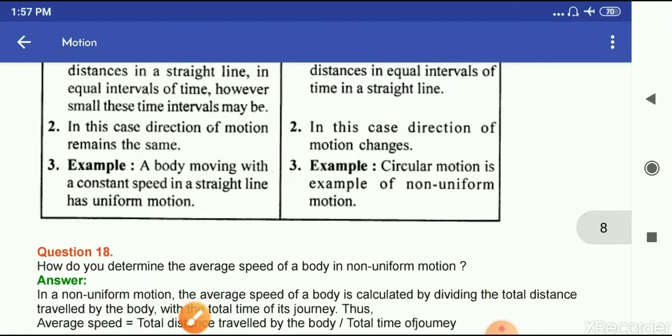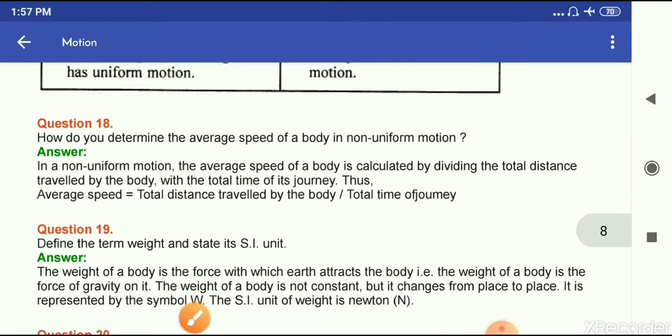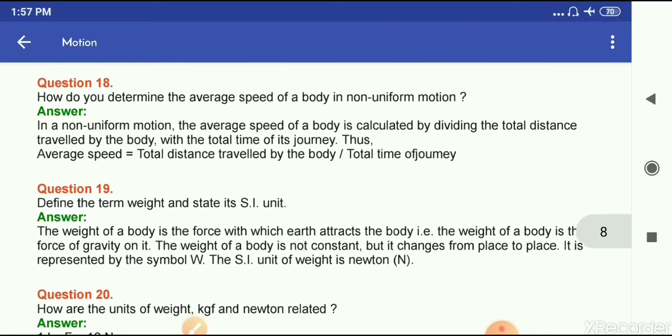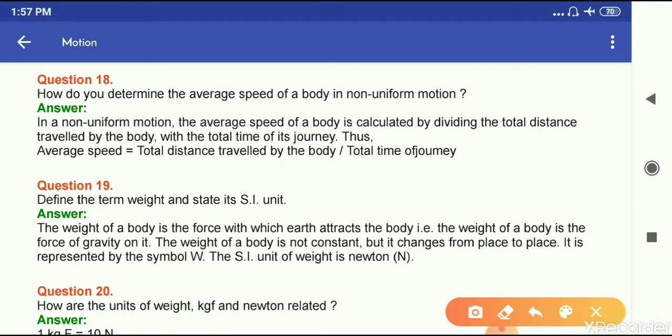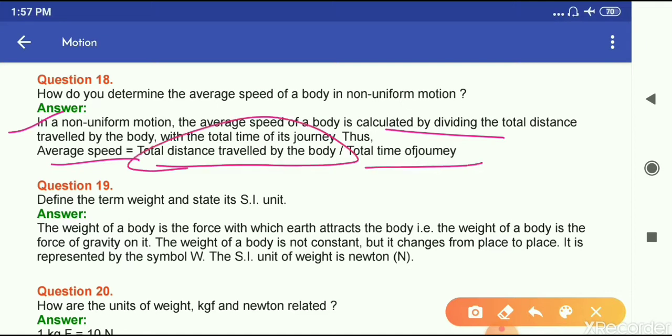Okay, now question number 18. How do you determine the average speed of a body in a non-uniform motion? In a non-uniform motion, the average speed of a body is calculated by dividing the total distance traveled by the body with the total time of its journey. Thus, average speed is equal to total distance traveled divided by total time of journey.